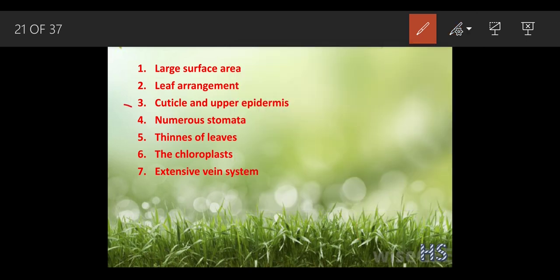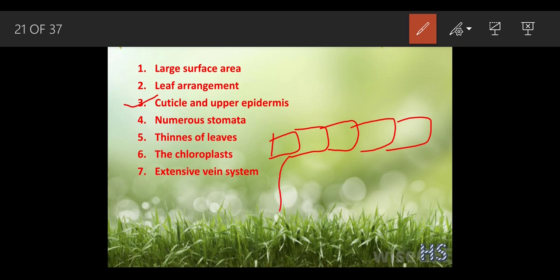Now, the third point is about the cuticle and the upper epidermis. What do you mean by a cuticle? We have done cuticular transpiration. This is the cuticle, and what is going to come out here is the palisade, the palisade part.